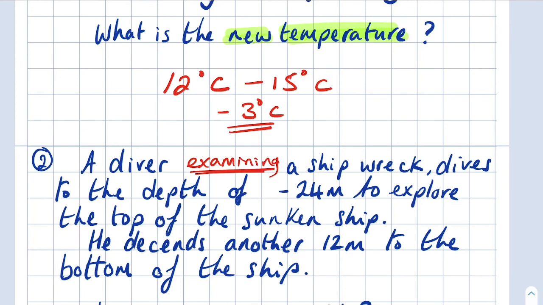So already he was 24 meters below sea level. He descends, he's going down another 12 meters. That means he's gone down another 12. So what depth is he at? He'll be at -30 degrees. Sorry, I'm saying degrees again because that's for temperature. It'll be -36 meters below sea level. Okay.